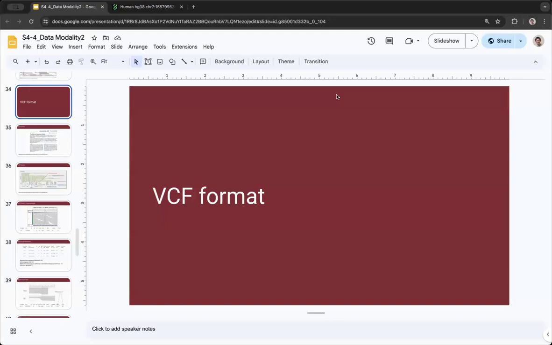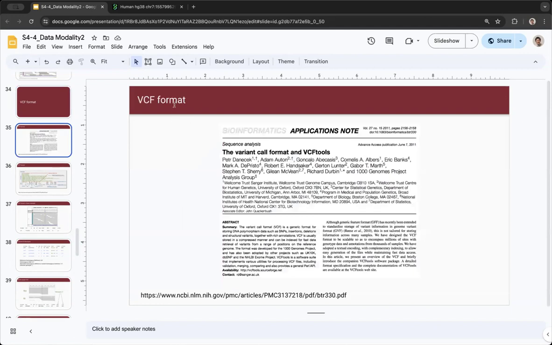Now we move on to VCF format. The VCF format was originally proposed in 2011 to represent the variant calls from large-scale genomic data sets. As we discussed in previous slides, this is a standardized format you can use for genomic data sets. Either you represent variant alleles like SNPs, or you put those variants into the VCF format.